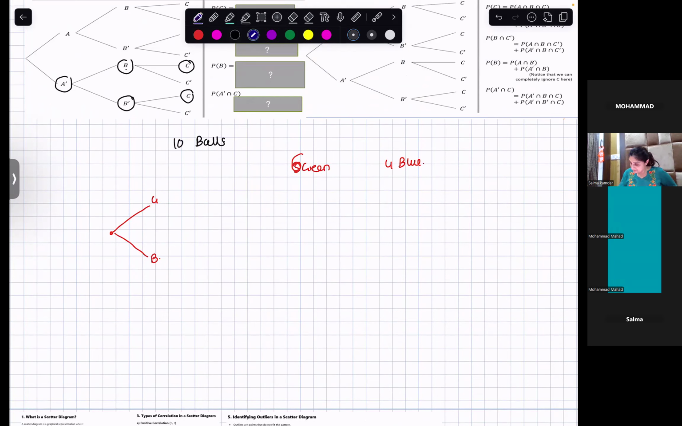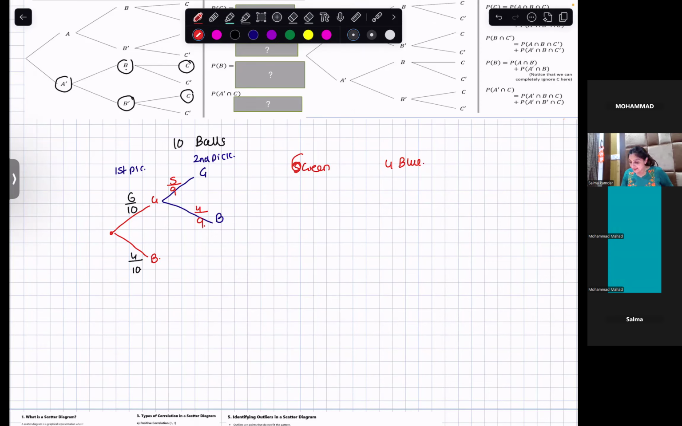So the first probability for green would be 6 by 10, and blue would be 4 by 10. This would be the first pick. Second pick: since you chose a green, it's going to become 5 by 9, and blue would become 4 by 9.